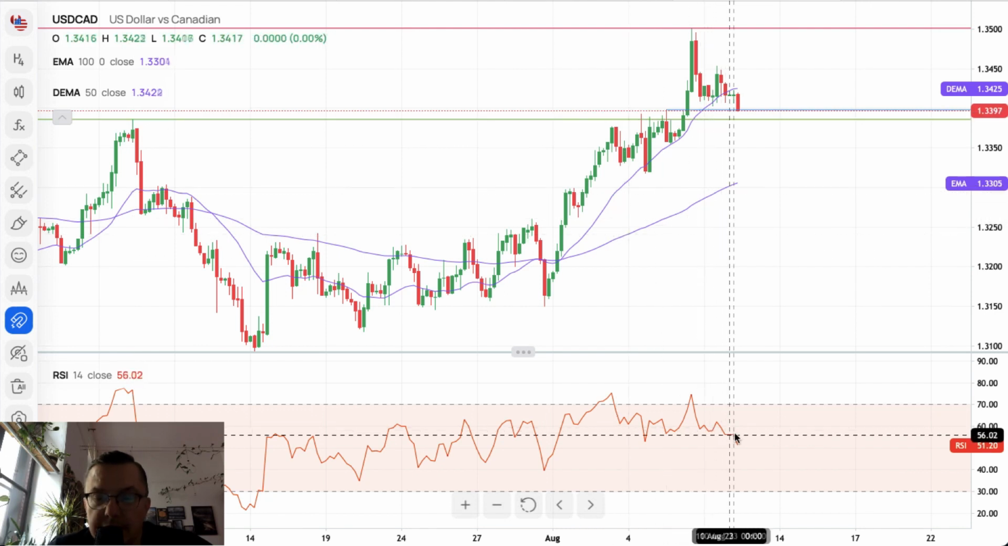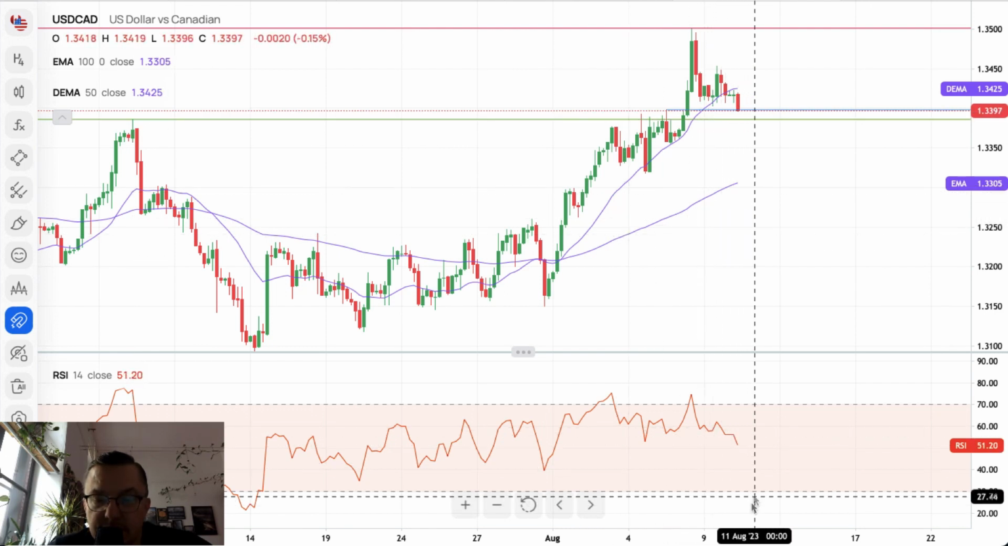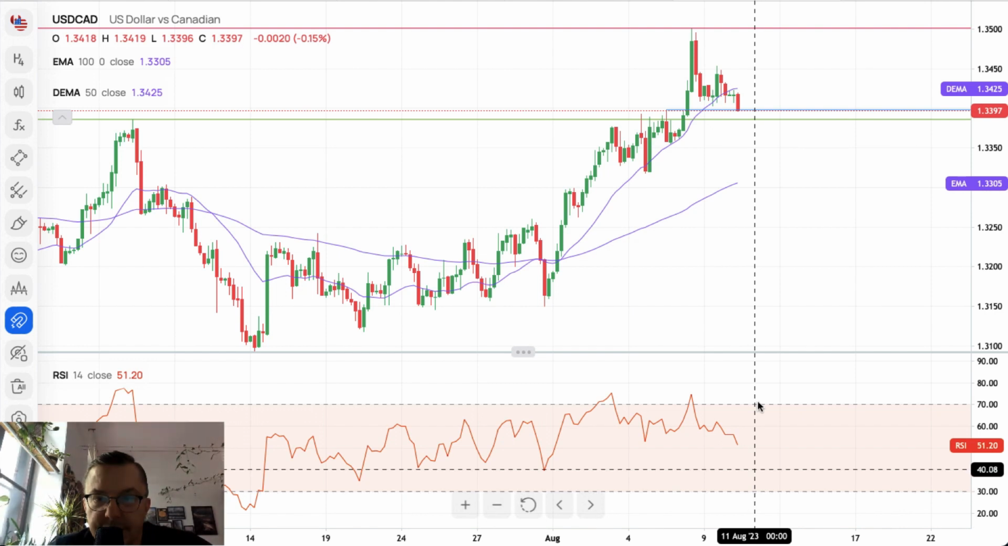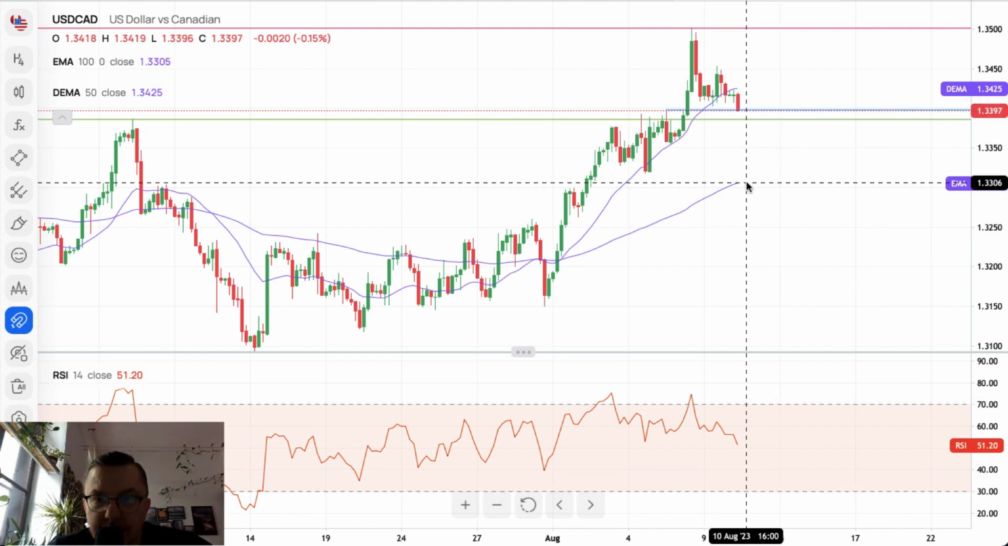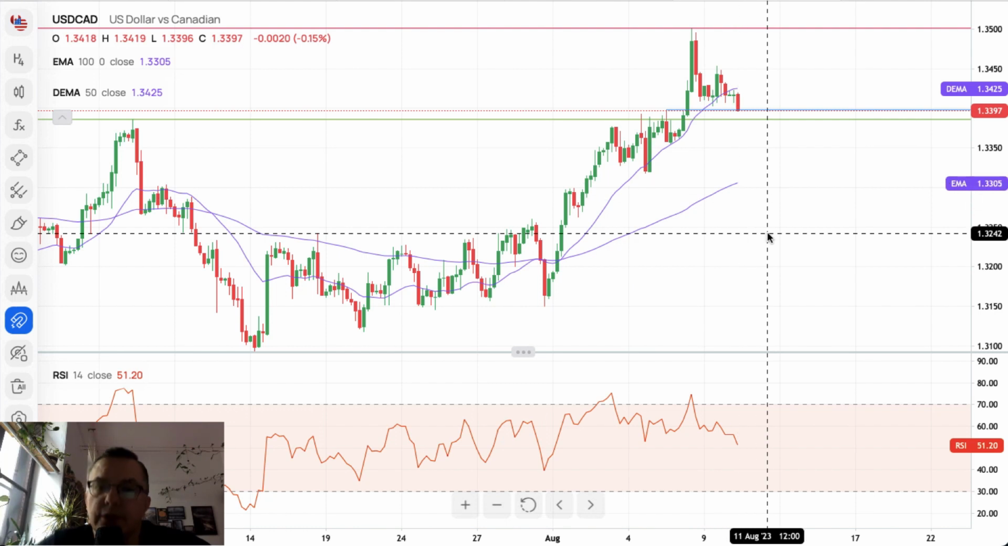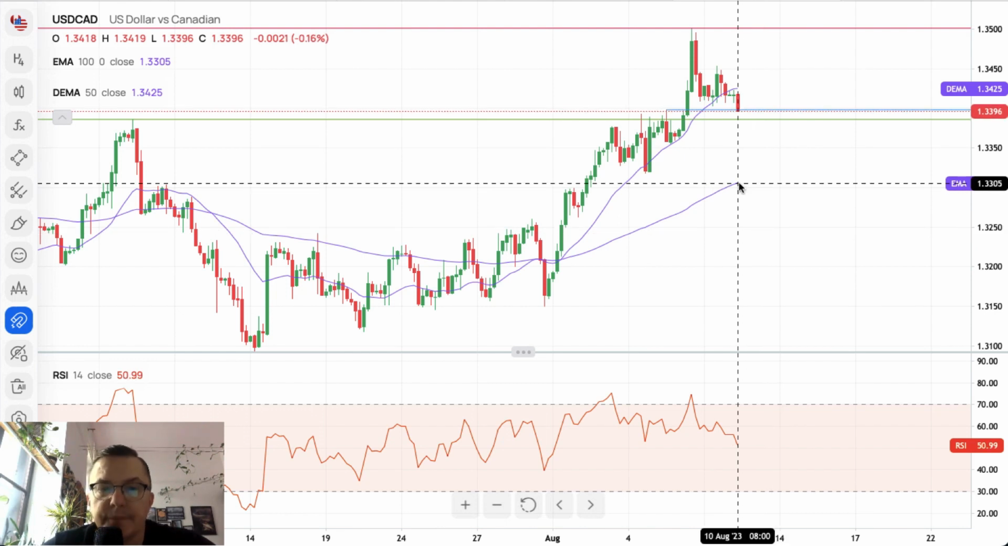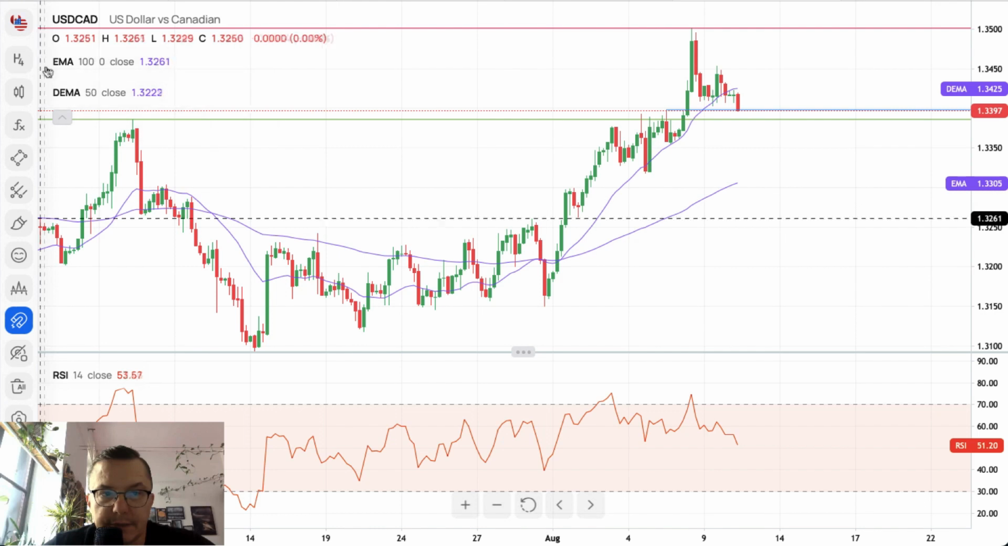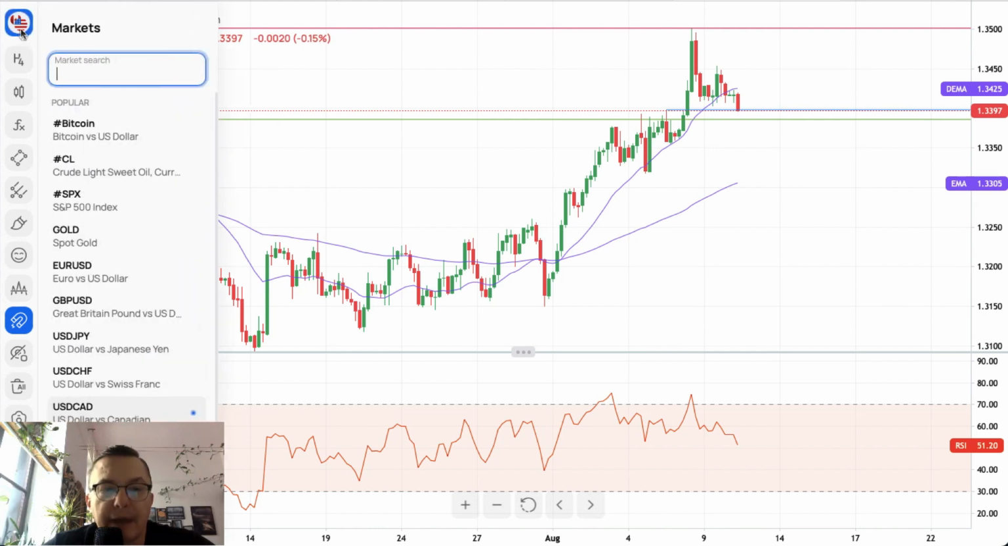Any breakout below the level of 1.3386 would likely extend the drop in the momentum towards the extremely oversold levels, and will extend the drop towards at least the level of 1.3305, which is the 100 periods moving average on the 4-hour chart. This might be a very interesting level, so please keep an eye on it. And again, the US dollar is under pressure, so the outlook remains bearish.